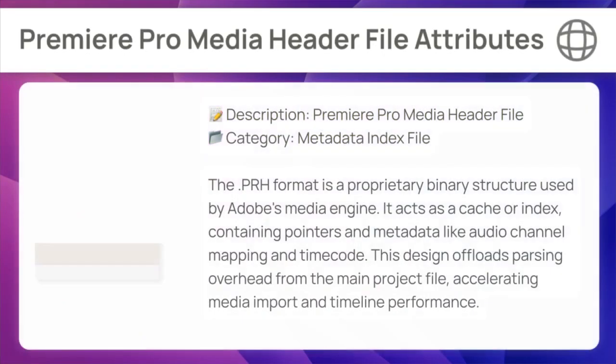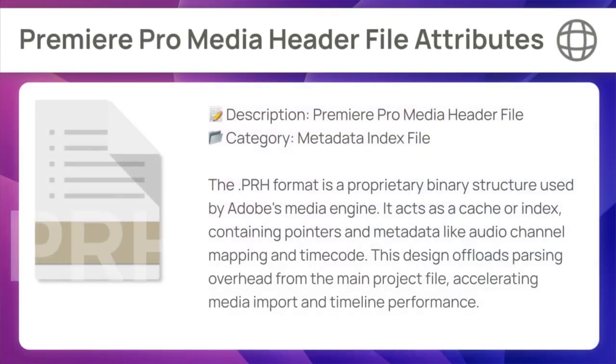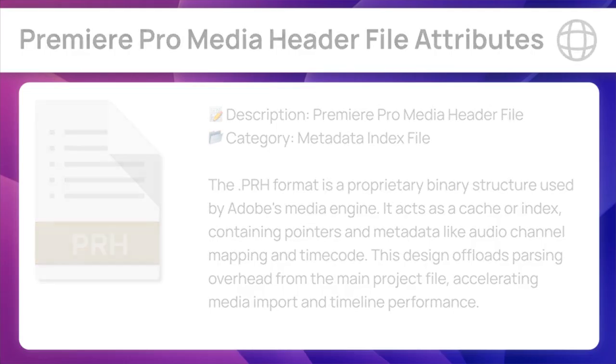The .prh format is a proprietary binary structure used by Adobe's media engine. It acts as a cache or index containing pointers and metadata like audio channel mapping and timecode. This design offloads parsing overhead from the main project file, accelerating media import and timeline performance.